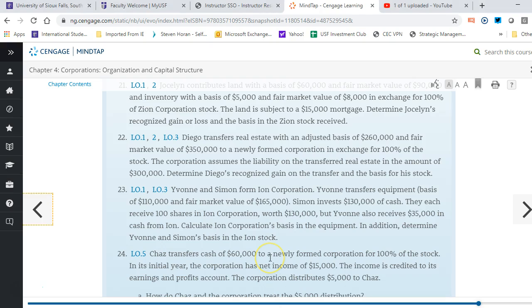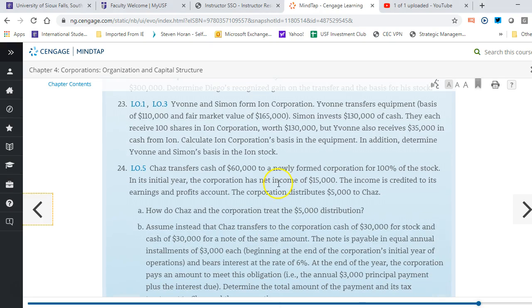And question 23 is very similar. This is Yvonne and Simon. They form Ion Corporation. Yvonne transfers equipment, basis of 110, fair market value of 165, and Simon invests 130 of cash. They each receive 100 shares in Ion worth 130, but Yvonne also receives 35,000 in cash from Ion. Calculate Ion Corp's basis in the equipment. In addition, determine the basis for both Yvonne and Simon in the stock.